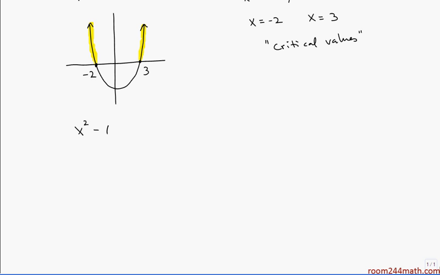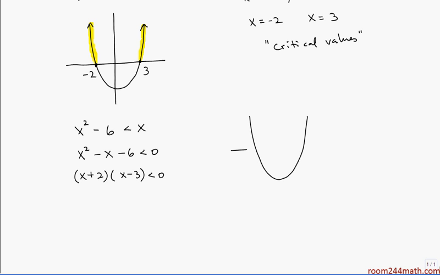So let's try x squared minus 6 is less than x. We can bring everything over to the left-hand side: x squared minus x minus 6 less than 0. It factors obviously in the same way: x plus 2, x minus 3 less than 0. We know there are critical values of negative 2 and 3, so we can do a quick sketch of this. There's one at negative 2, there's the other at 3.